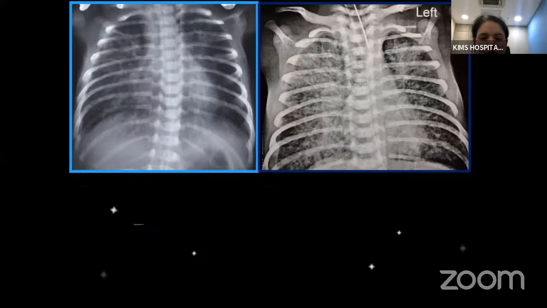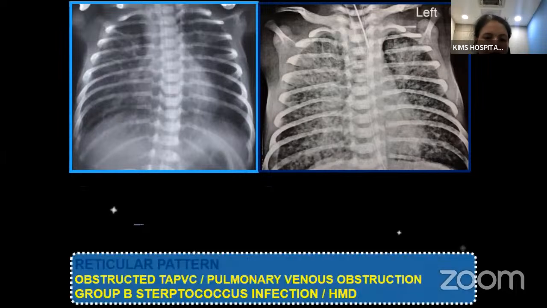In a baby who is having borderline saturations and respiratory distress, intubated, requiring high pressure and high FiO2, and not improving with the usual ventilatory strategies, an X-ray like this with a reticular pattern is usually indicative of obstructed TAPVC. You can appreciate in both the X-rays that there is prominent pulmonary venous vascular prominence. This is indicative of pulmonary venous hypertension.